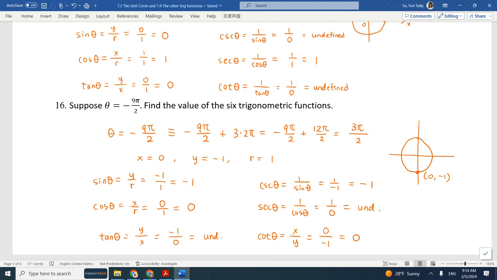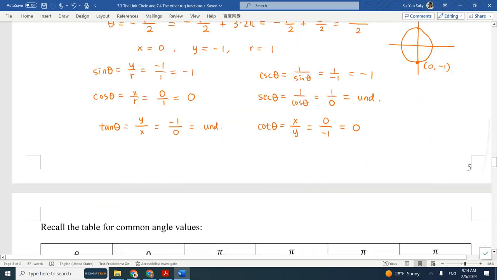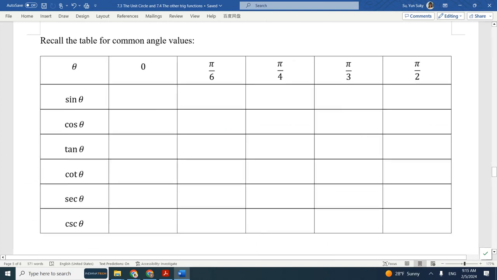Is that okay, everybody? Yeah, so this is how we look at the theta and then find the coterminal angle within 0 to 2 pi. And we can draw it on the unit circle, figure out the x, y, and r. Then we can find all the 6 trig functions. Everybody clear? Okay, next page.